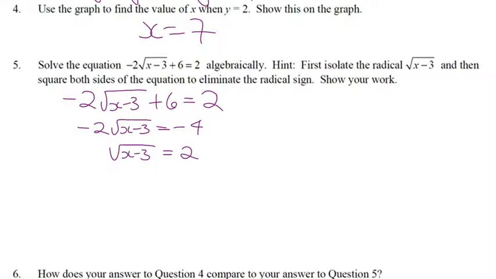What's the square of this? X minus 3. What's the square of 2? 4. So x is equal to 7. Okay, so we've shown the work.